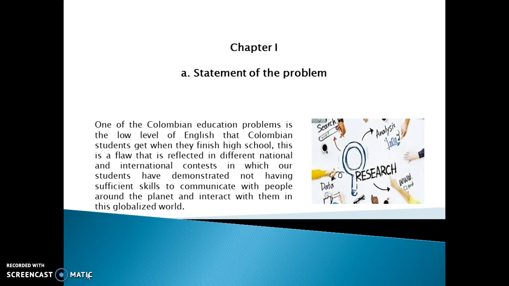A. Statement of the problem. One of Colombian education's problems is the level of English that Colombian students get when they finish high school. It's a flaw reflected in different national and international contexts, in which our students have demonstrated not to be able to communicate with people and interact with them in this globalized world.